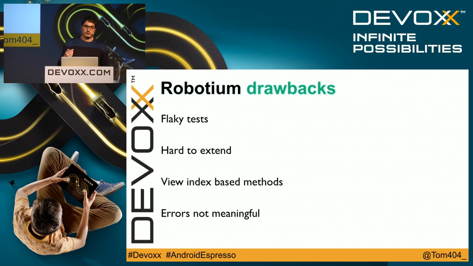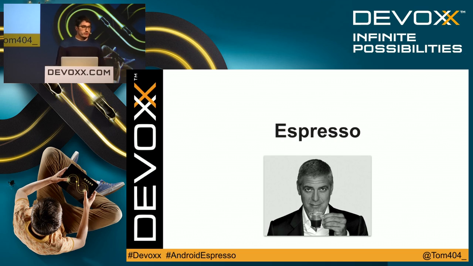And also, Robotium errors are not really meaningful. When Robotium can't click on a view, it will just tell you, hey, I couldn't click on this view. But you don't have any contextual information that help you to find out what is going wrong. So it's really difficult to debug a Robotium test. So you need to use other tools to give some contextual information. So that's why I decided to look again for another library.